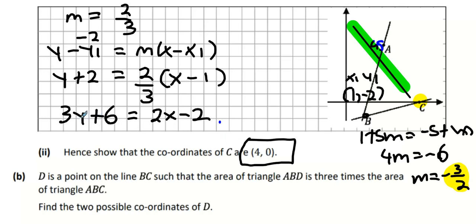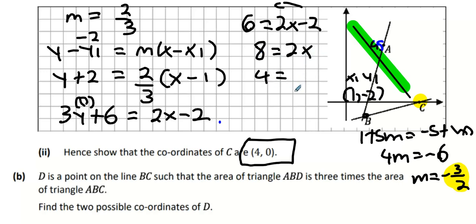Let's find out. So replace y with 0. So 3 times 0, gone. And then you're just left with 6 equals 2x minus 2. Bring the 2 to the other side, 8 equals 2x. And then 4 equals x. And hence the coordinate is 4, 0.